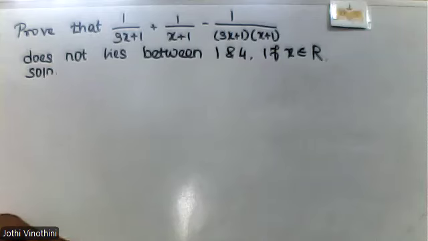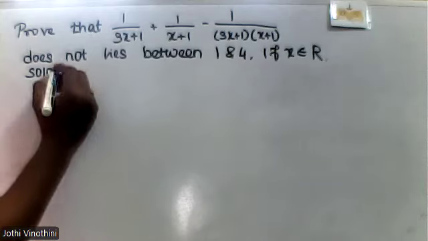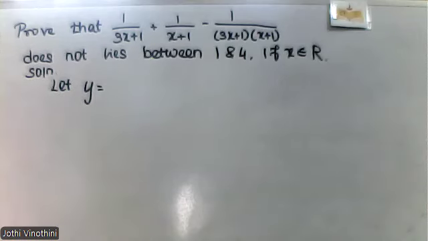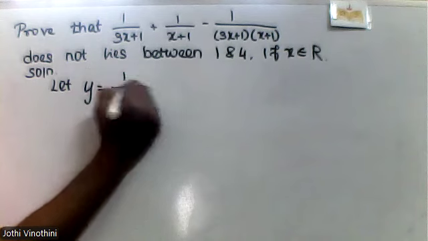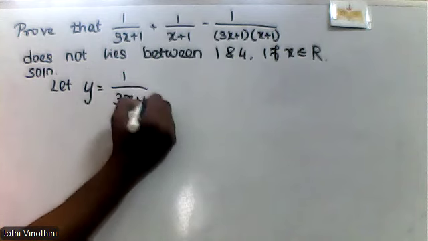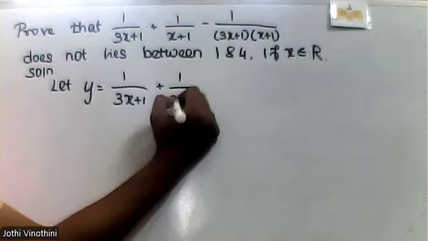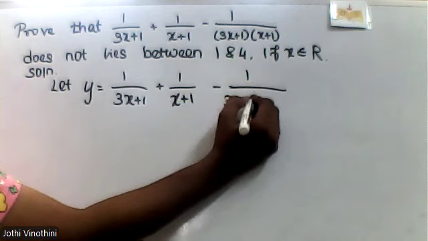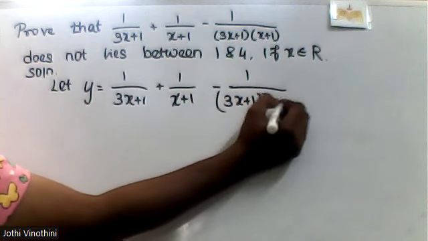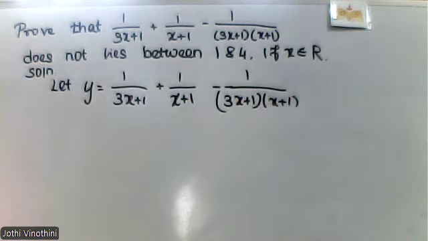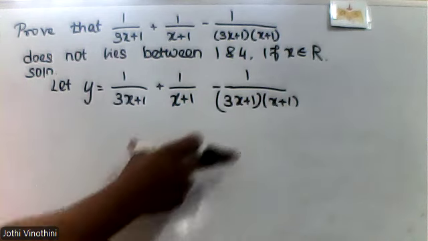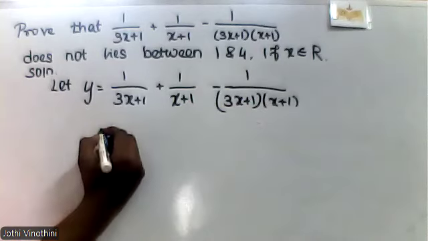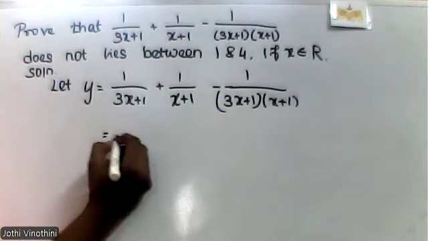So what's the first thing? While solving the sum, we are going to assume let y equals the entire term. So what is the term? 1 divided by 3x plus 1 plus 1 divided by x plus 1 minus 1 divided by 3x plus 1 multiplied by x plus 1. Right? So I am going to take this as a common LCM. So common denominator.